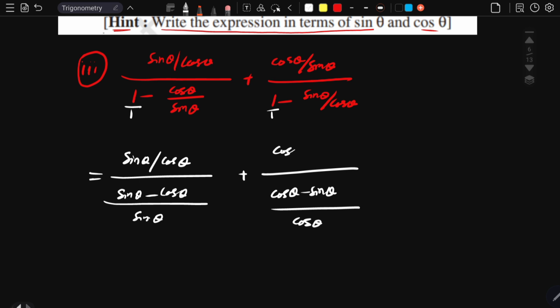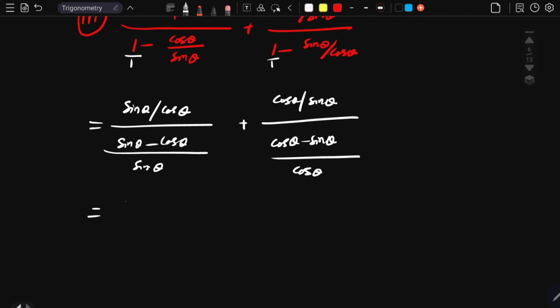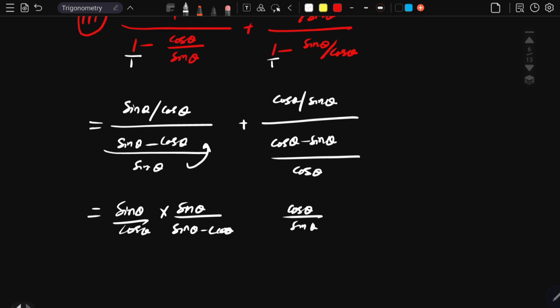In the numerator we have cos theta divided by sin theta. This is further written in the form of, in the numerator I am writing sin theta divided by cos theta, and this will be the reciprocal. So writing sin theta in the numerator, the denominator is sin theta minus cos theta. Here also we can write it as cos theta divided by sin theta multiplied to cos theta. In the denominator, in the first term we got sin theta minus cos theta, but the second term we have cos theta minus sin theta, so I'll take the negative outside. Sin will be positive, cos will be negative. That negative I'll multiply here, plus into minus becomes minus.